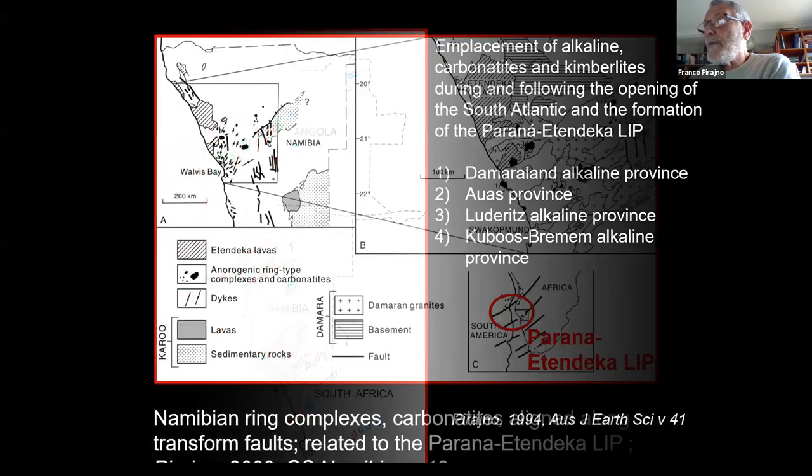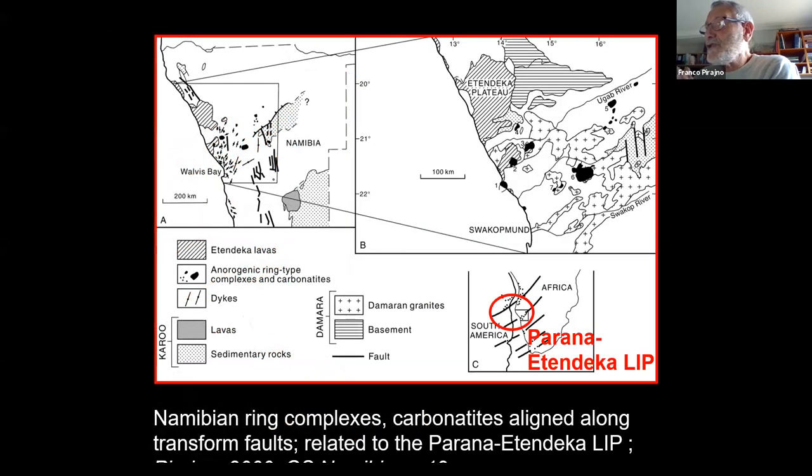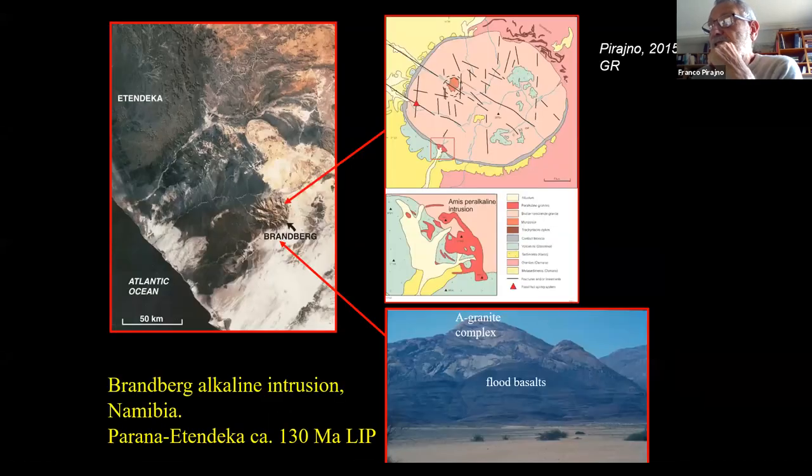In Namibia, again, we can link that to a large igneous province because these systems are due to the Paraná-Etendeka large igneous province. So you have the Namibian ring complexes, carbonatites aligned along transform faults, which are related to the Paraná-Etendeka large igneous province. Just to give you some examples, the Brandberg alkaline intrusion, there it is, quite an amazing complex. It's about 2,600 meters above sea level and 2,000 meters above the desert floor, part of the Paraná-Etendeka large igneous province.